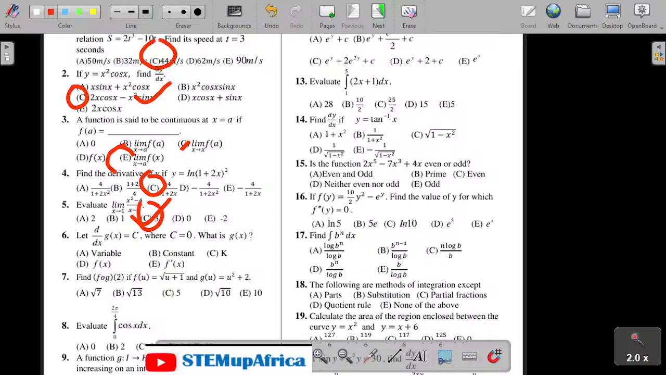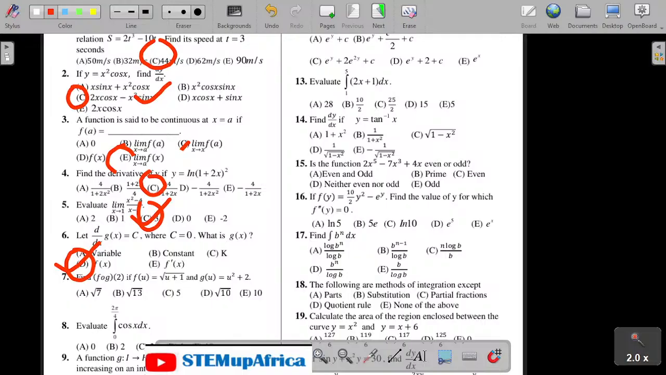Question 6, they gave us that dg/ds equals c, which is a constant. If g prime is 0, then what is g? g will contain a variable x, because if I integrate the constant, I'm adding x to it, and it becomes f of x, which is option D.